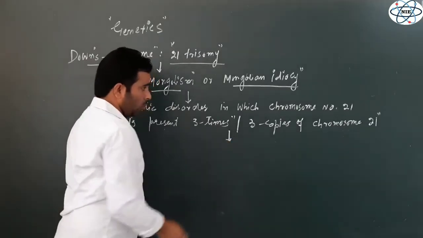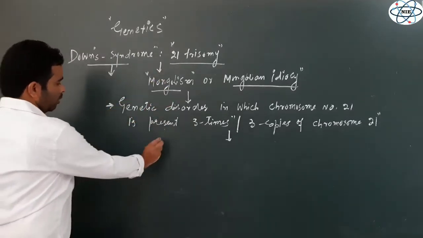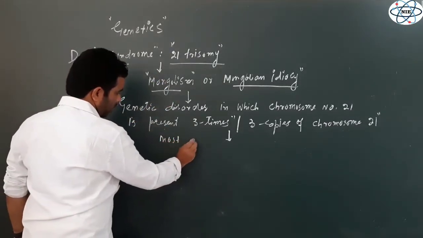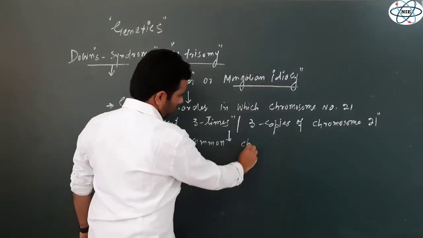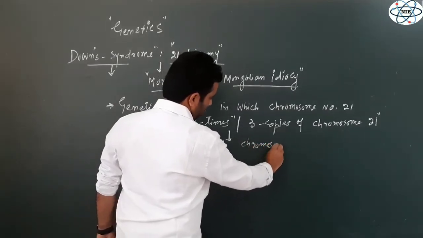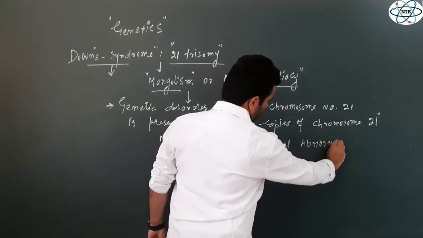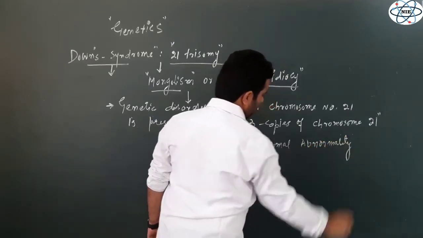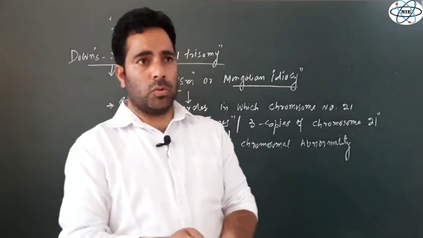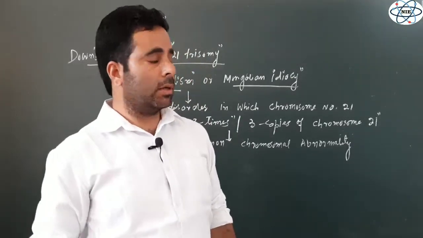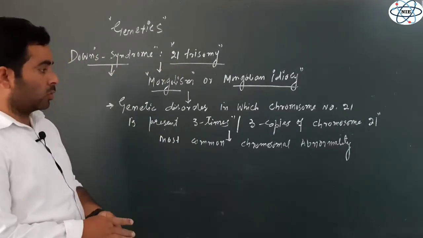Now, so far as chromosomal mutations are concerned, this Down syndrome or 21 trisomy is one of the most common chromosomal abnormalities in humans. So among the chromosomal abnormalities where 1 or 2 chromosomes are extra or deficient, right, this 21 trisomy is one of the most common.